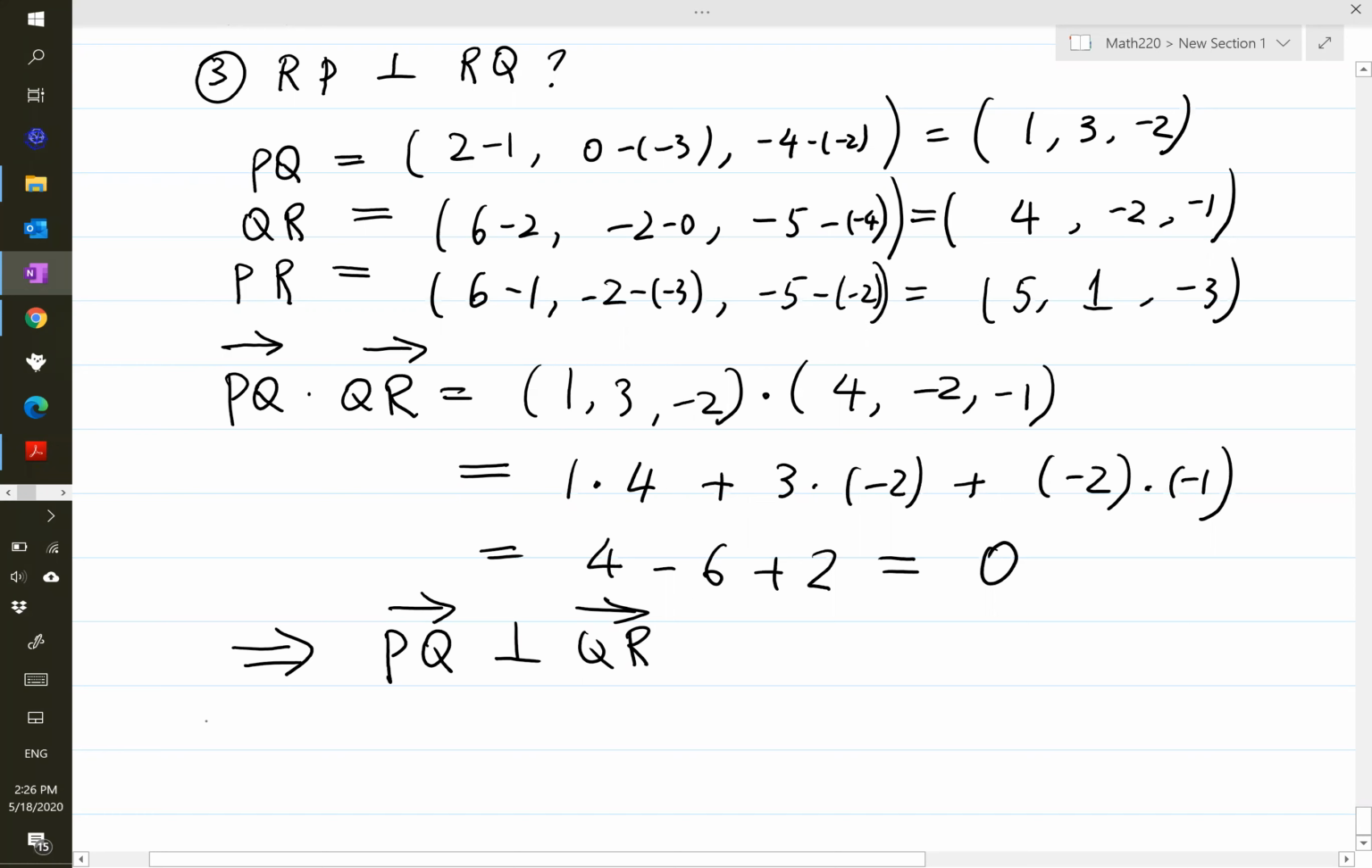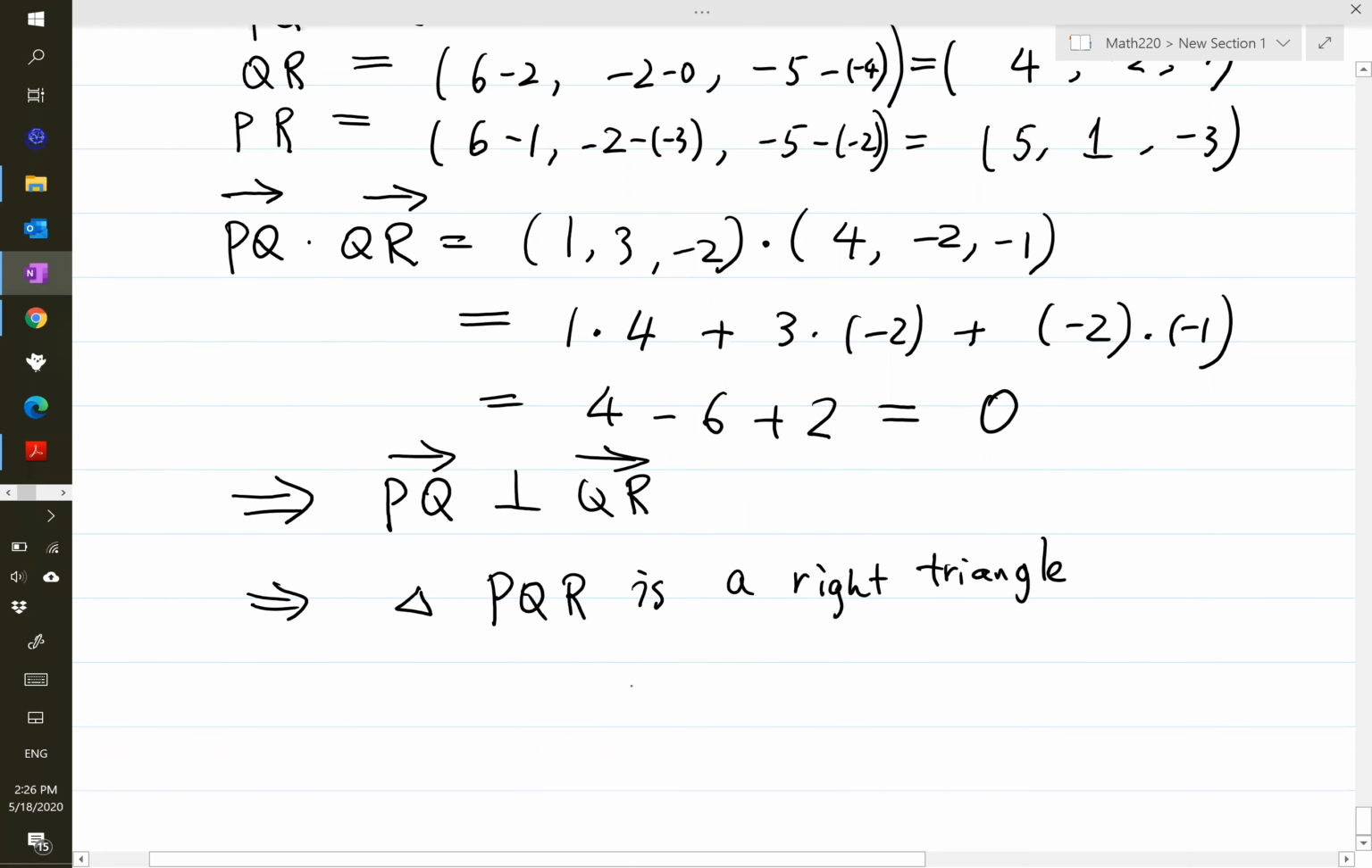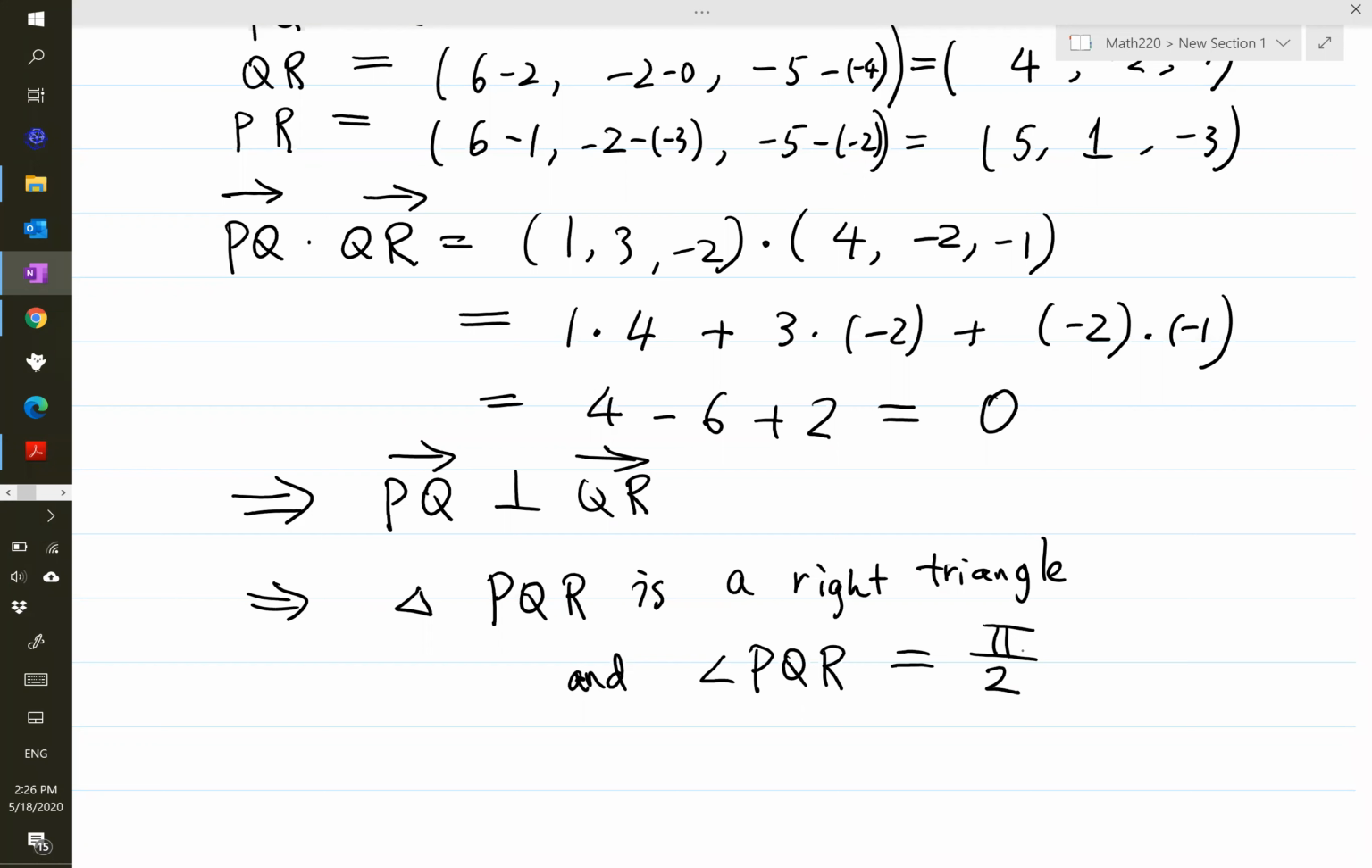So the conclusion is: triangle PQR is a right triangle. Moreover, we know the angle PQR is pi/2, 90 degrees. Once we know this is 90 degrees, we don't need to check the other things. We don't need to do more work anymore.